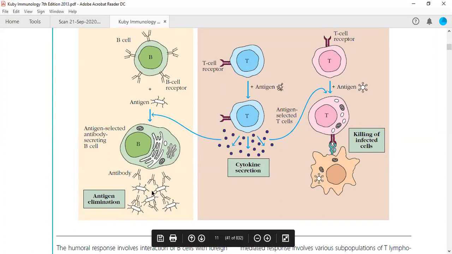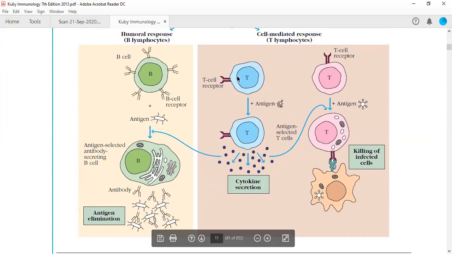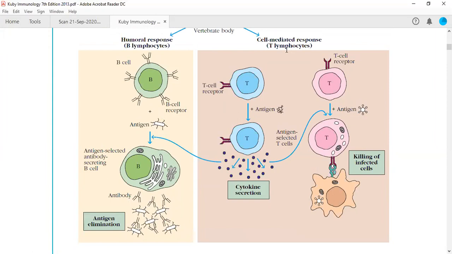Either way is possible. The second type of response is called cell-mediated response, which is due to the T lymphocytes. T lymphocytes, as we know, are of two types. One is T cytotoxic cells, one is T helper cells. So what will happen? T helper cells will be activated in this response due to antigen. They will bind with, suppose, this B cell, right? So B cell, as I told you, will also work as an antigen presenting cell.